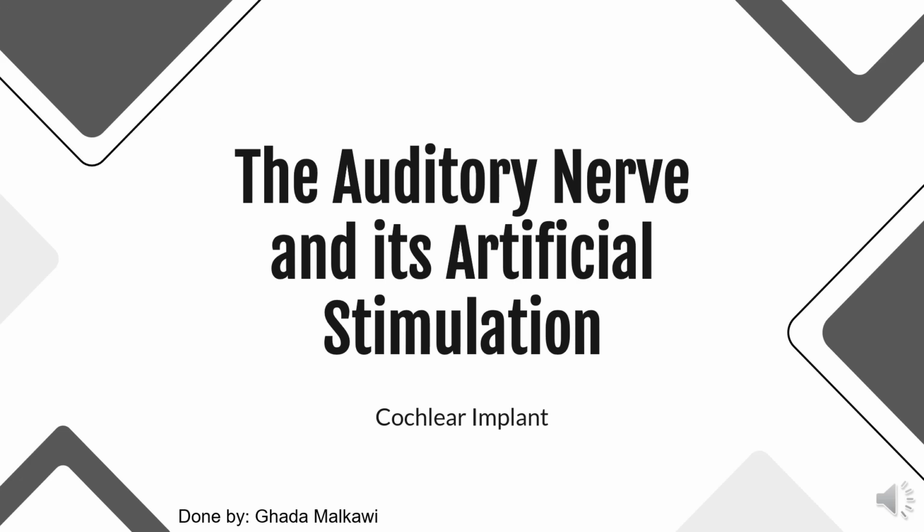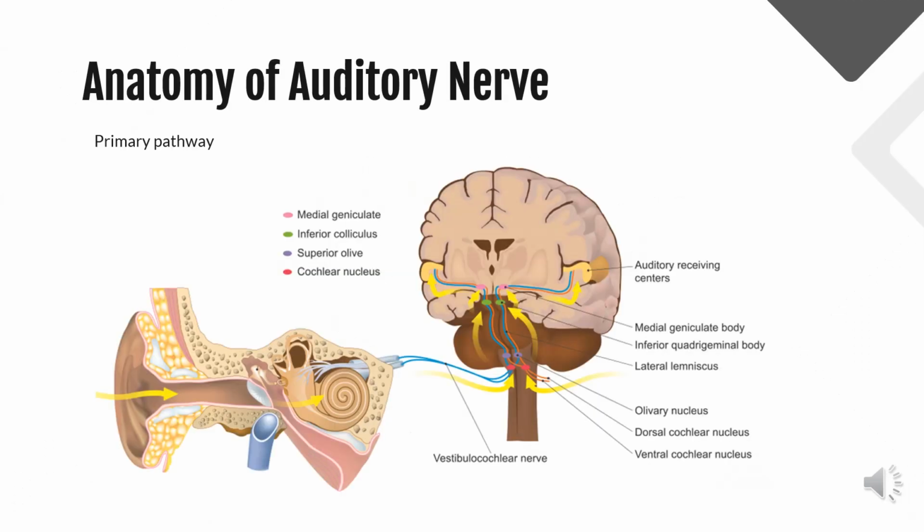In this presentation, we will talk about the auditory nerve that is responsible for the sense of hearing. Firstly, we will discuss the anatomy of the auditory nerve. It extends from the cochlea in the inner ear and reaches the brain stem. It exits through a bone on the side of the skull called the temporal bone. It is often called the cochlear nerve, and it is a part, with the vestibular nerve, of the eighth cranial nerve.